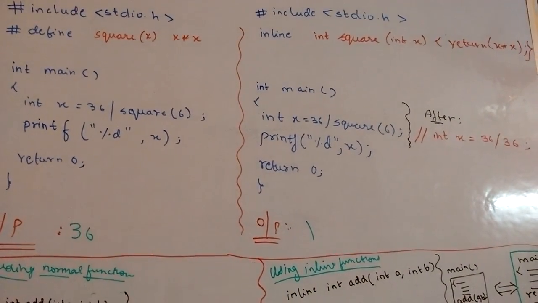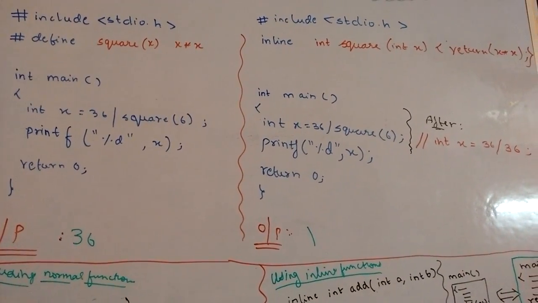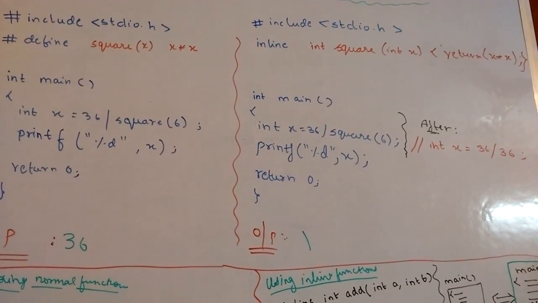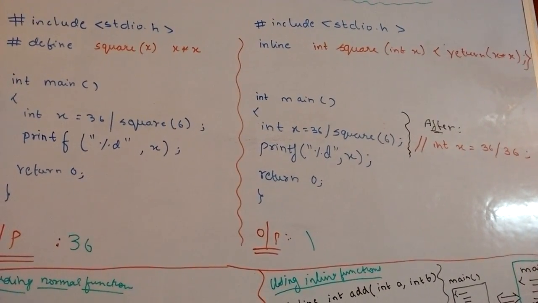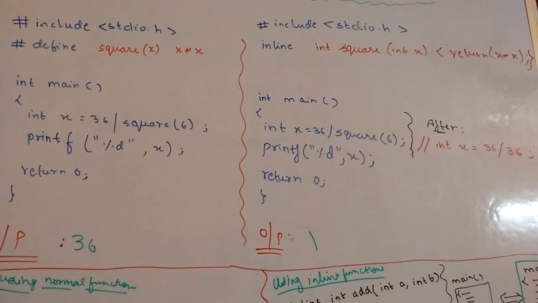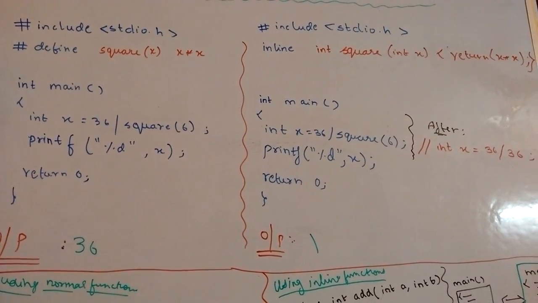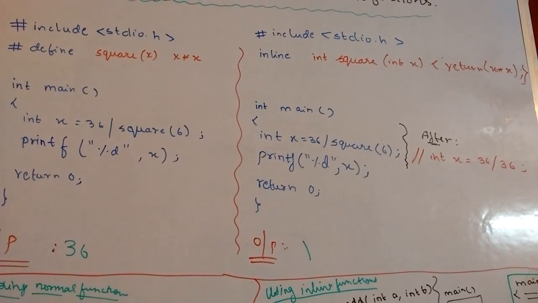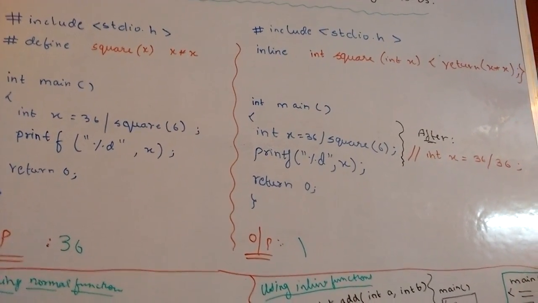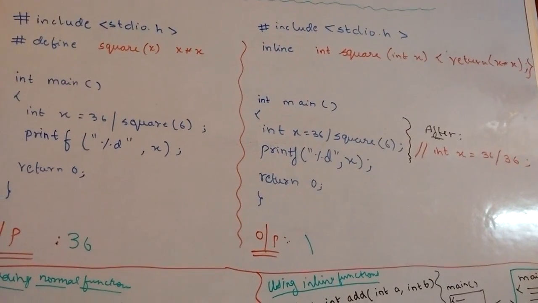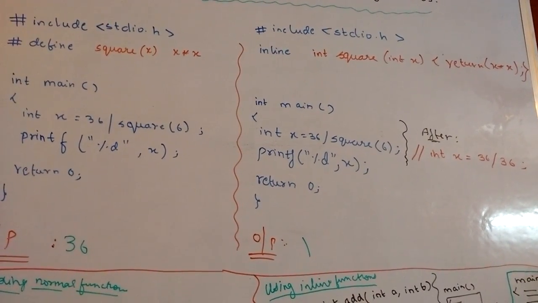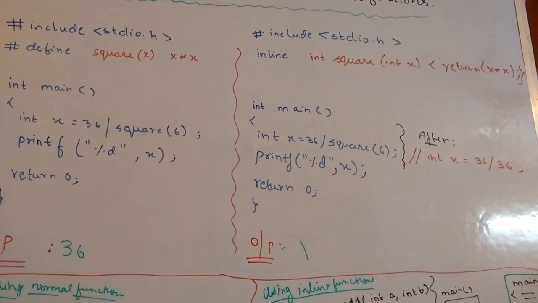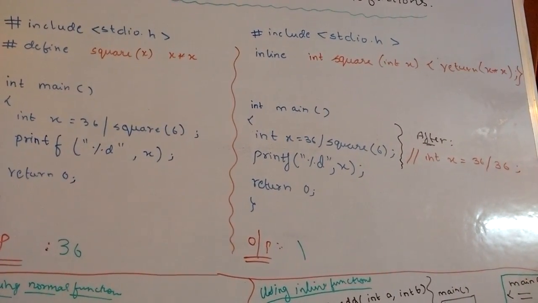That's the difference. Also, one more difference I've already told you. As a token to square, in macros you can pass an integer or a float or a character. In general, you can pass any parameter. But in the case of functions, the data type has to be mentioned as int x, so you have to pass an integer value only as the parameter of the square function. That is one difference which I've been mentioning from before.